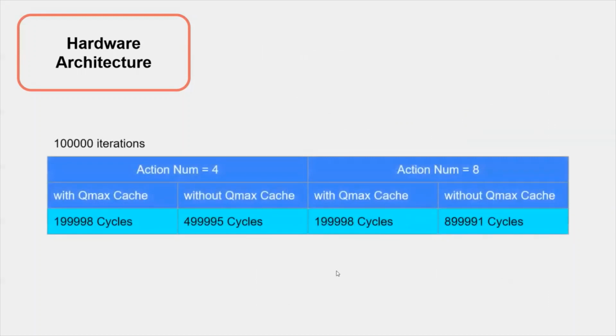We simulate 100,000 times of the learning process, and we found the Q max cache can reduce nearly 50% and 33% of computation time when we have 4 and 8 playlists respectively. Next, let me demonstrate how QPlay works.